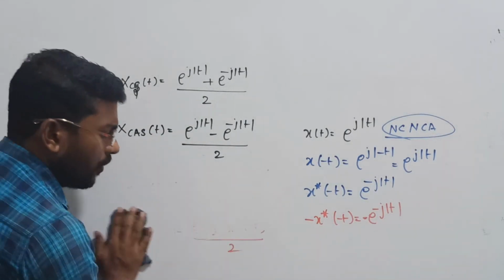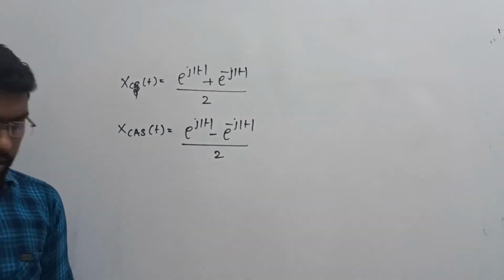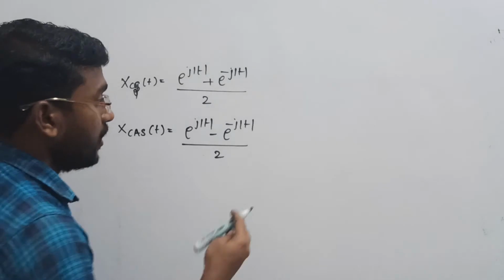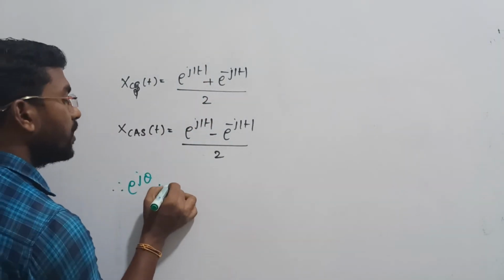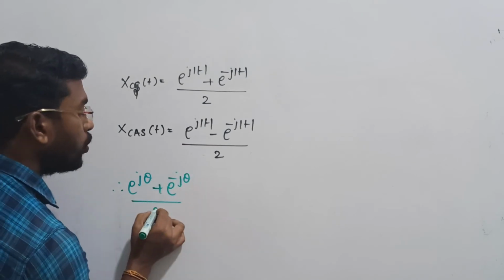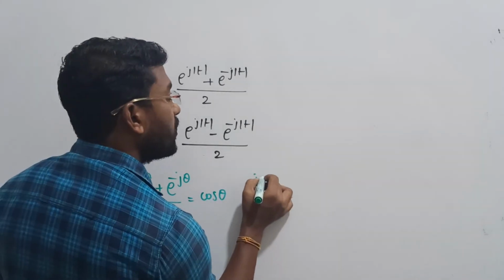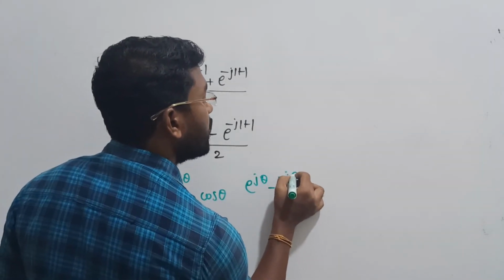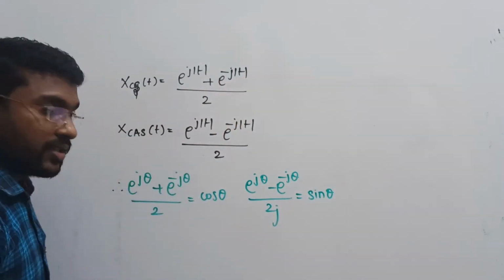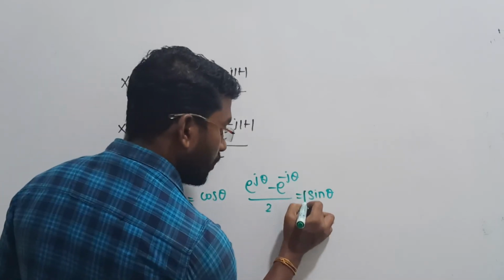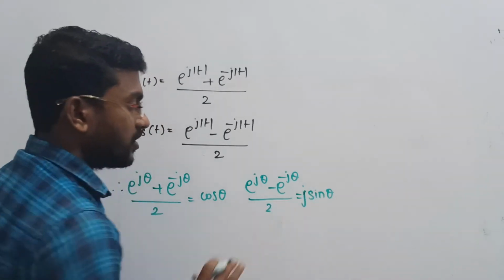I hope you all remember the Euler expansion of e power j theta. Let me write it here: e power j theta plus e power minus j theta upon 2 can be written as cos theta. Similarly, e power j theta minus e power minus j theta divided by twice j equals sin theta. If I have only 2 here, then this j will come here; in the j, you can consider only sin theta.